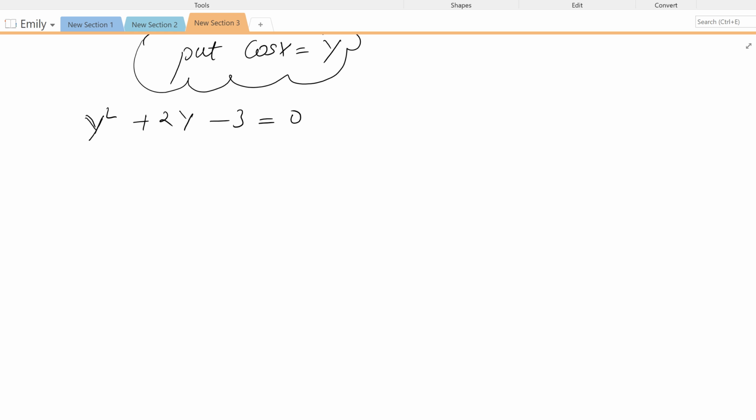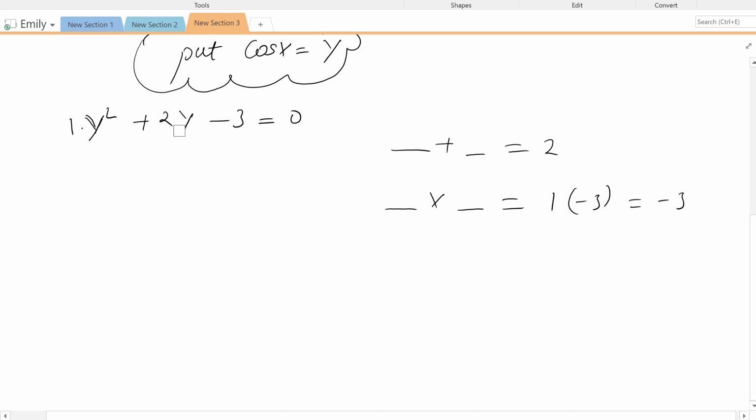In order to make factors, you have to find two numbers which add up to the coefficient of y, and the same numbers should multiply to the coefficient of y squared, which is 1, times minus 3. So which two numbers multiply to that and add up to the middle one? We start with the multiplication. 1 and 3 is 3, right? But we need negative 3, and at the same time my sum should be plus 2.